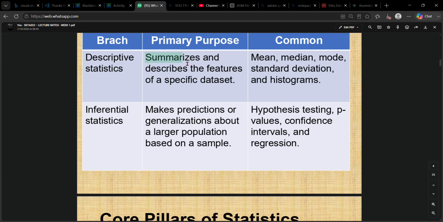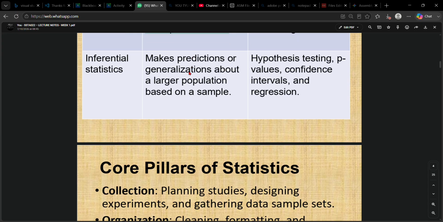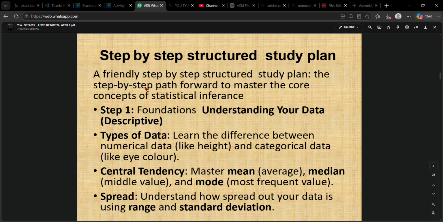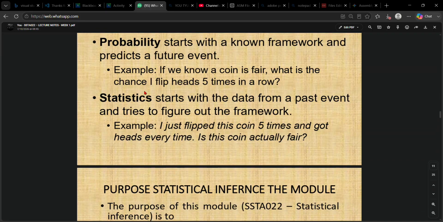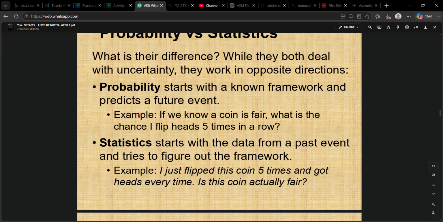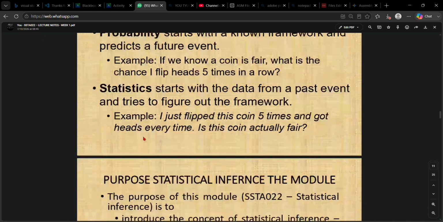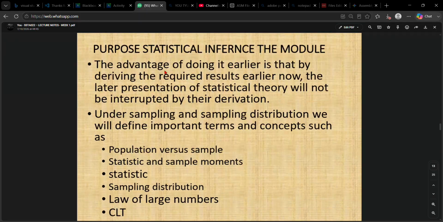The descriptive branch summarizes and describes the features of the dataset. The inferential branch makes predictions. The things I'm skipping they are not going to ask in most cases. They can ask the difference between probability and statistics.